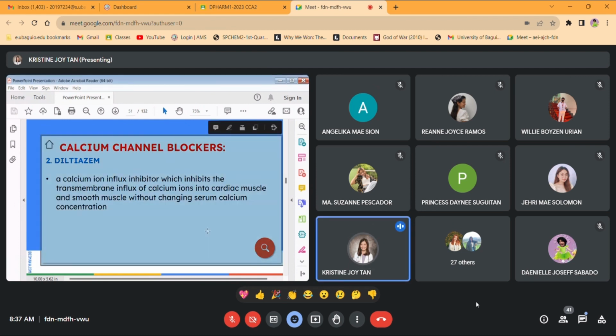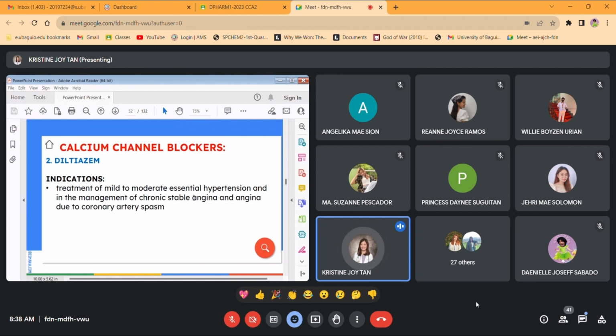Okay, so resume tayo. So, diltiazem, this is a calcium ion influx inhibitor. So, it also inhibits, of course, the influx of calcium towards your cardiac muscle. So, the overall result is to decrease the contractility of the heart. So, when you look at the mode of action, in general you will memorize it. So, calcium channel blocker, it will block or it will decrease your intracellular calcium in your cardiac muscle. So, indications, you have hypertension and angina.